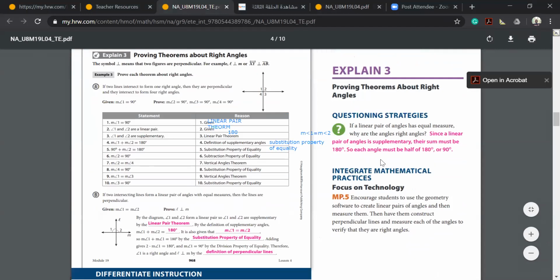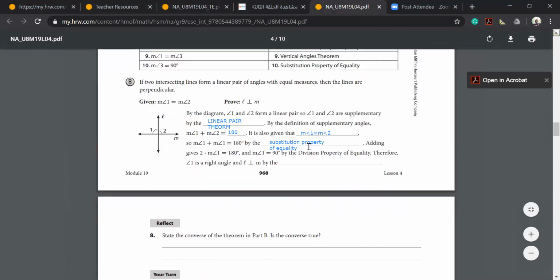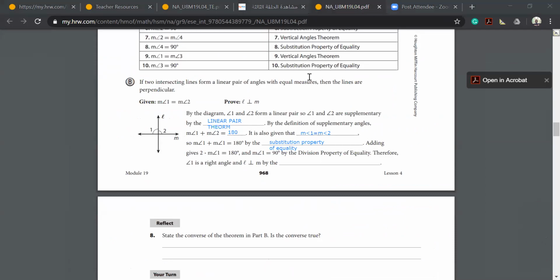Let's make sure, is it by the perpendicular theorem? Yes, by the definition of perpendicular lines. Just by the definition of perpendicular lines. So in here, you are just going to write by the definition of perpendicular lines.